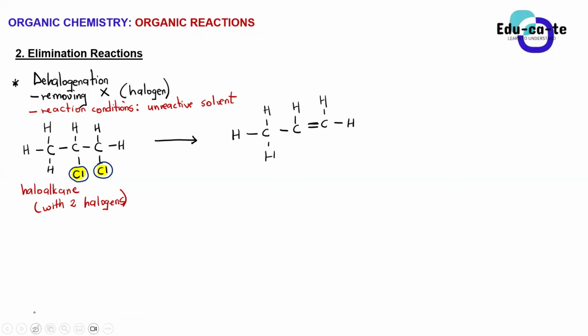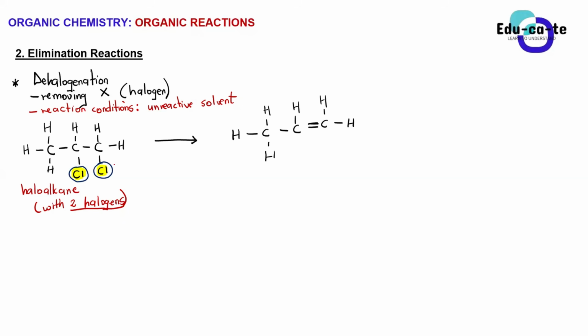So when we are taking a haloalkane and dehalogenating it, or removing these two halogens, we take a haloalkane, specifically one with 2 halogens. That is the one that can undergo dehalogenation. But if it doesn't have 2 halogens, guys, it cannot undergo dehalogenation. So the haloalkane must have 2 halogens, and then you remove those 2 halogens. And they must be the same, in this case a Cl and a Cl.